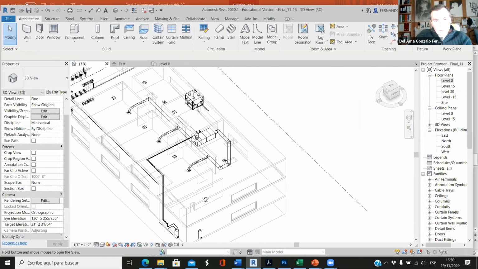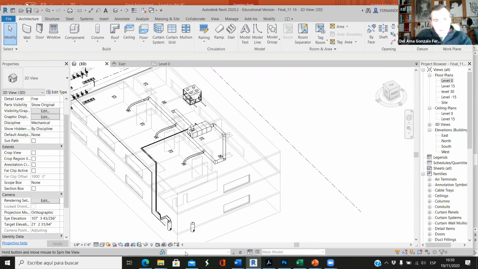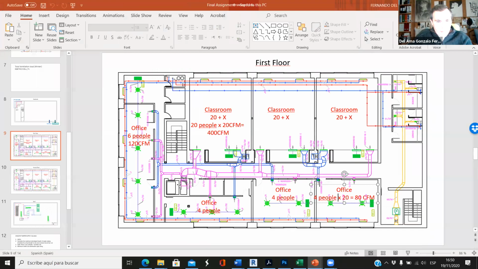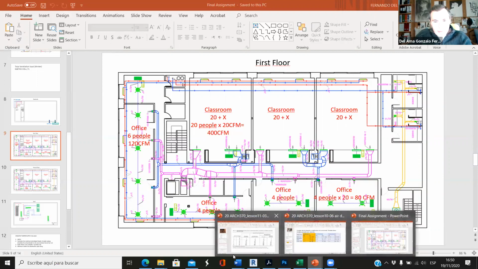Okay, so now I think we are good. Well, if you look at this, but this is up to you, you know that there are more supply diffusers here. Okay, so we have this office with 6 people, and according to this, there are like 1, 2, and 3 more supply diffusers. I think 2 would be enough, and here there are 2 return diffusers. Okay, so you have to extend.